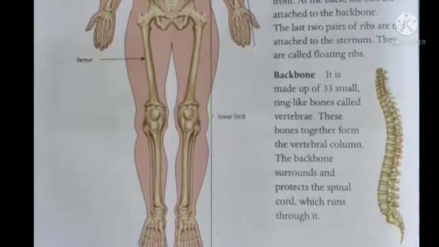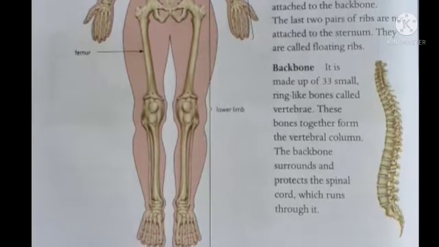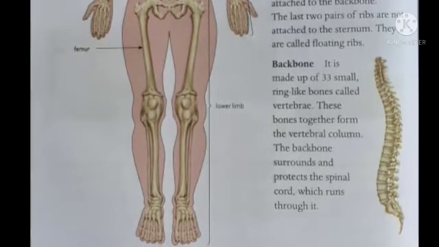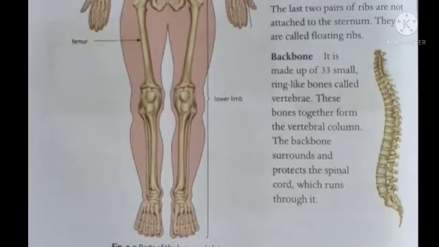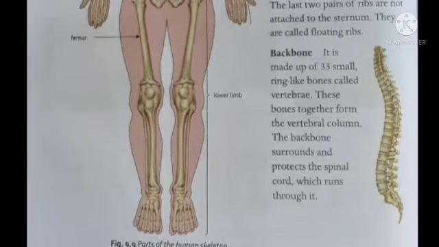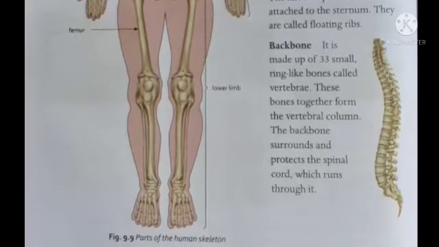Now the backbone surrounds and protects the spinal cord which runs through it. So students, the backbone is the main part of our body which gives us support. Due to the backbone we can stand, we can walk, we can have control over our body.